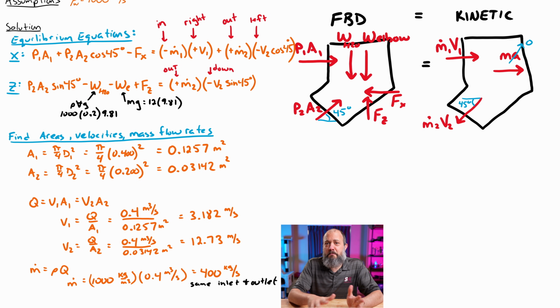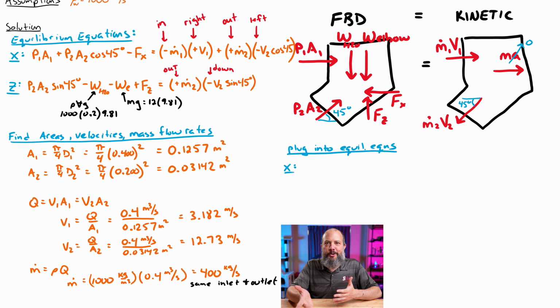And I don't need to solve for multiple mass flow rates because, based on the continuity equation, if this is a steady state problem with no accumulation within the elbow itself, then the mass flow rate in will equal the mass flow rate out. There's only one inlet and one exit. So let's start plugging back into the equilibrium equation.